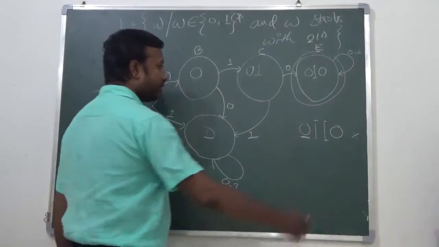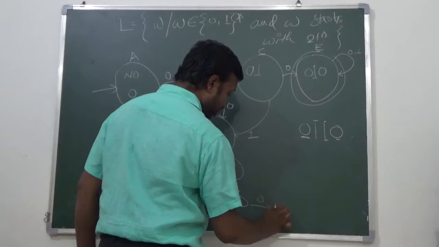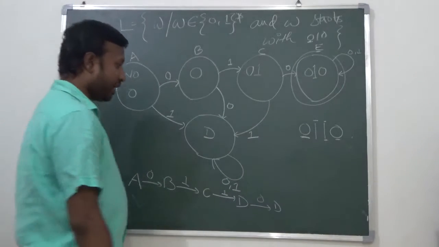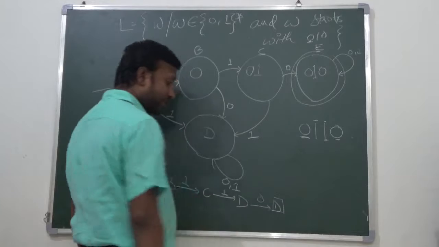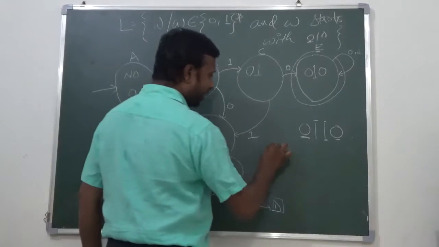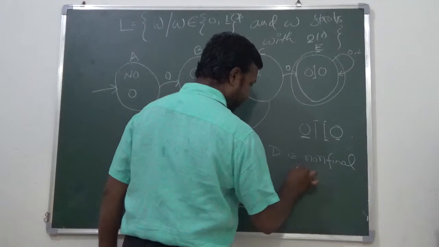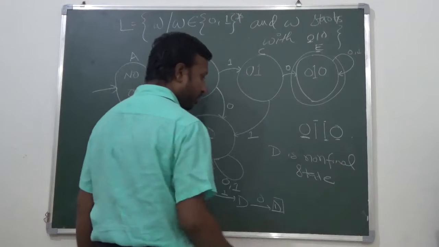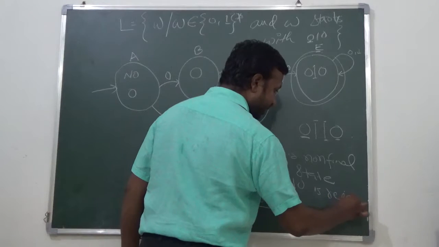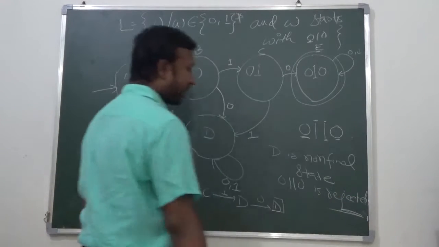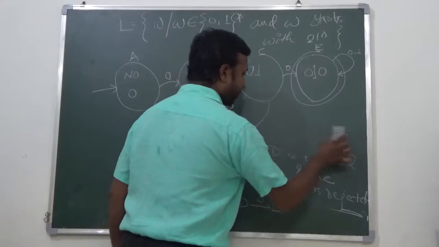After that we are going to process this 0. The machine is in state D. There is no more symbol to process. So what is the final last state? It is D, and since D is a non-final state, 0, 1, 1, 0 is rejected. Okay, so this is how the machine is rejecting this particular string.